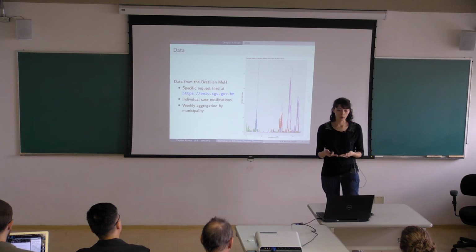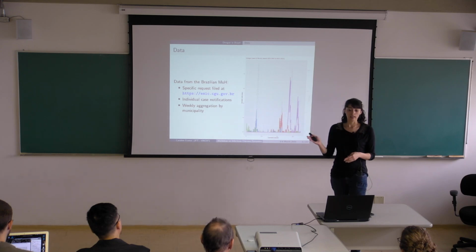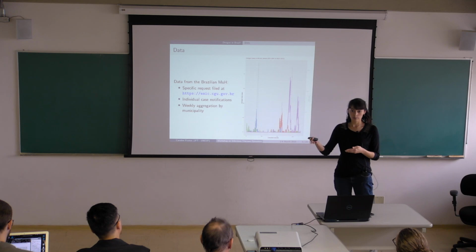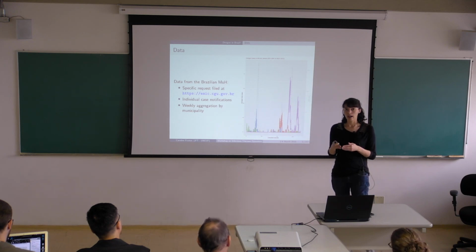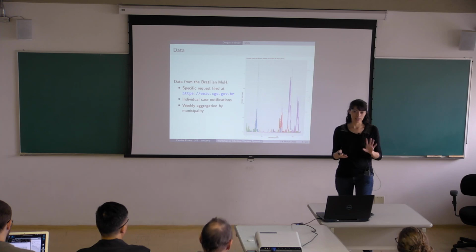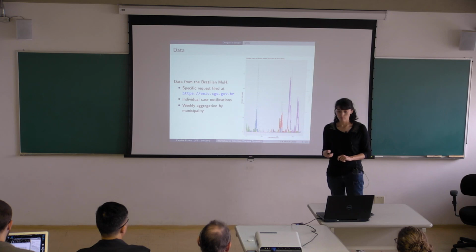In our case, we have anonymized case-by-case data for notifications. For all dengue-like diseases, it's interesting that we also have serotype data. They don't always test for serotypes, for example, but for like 1% of cases, there might be this kind of information. And this is the kind of thing we have.